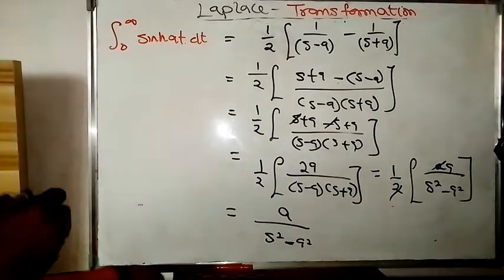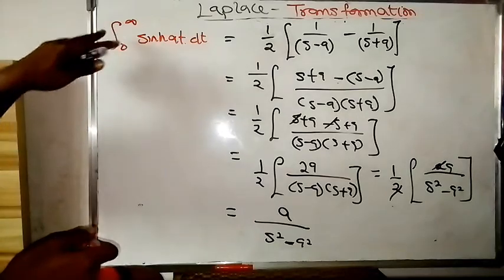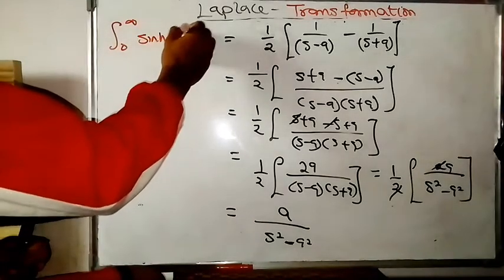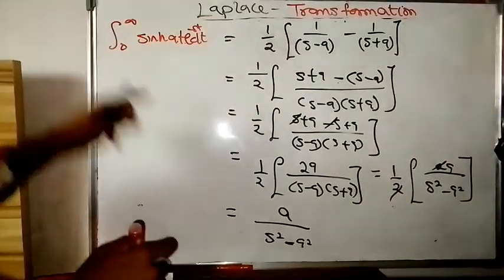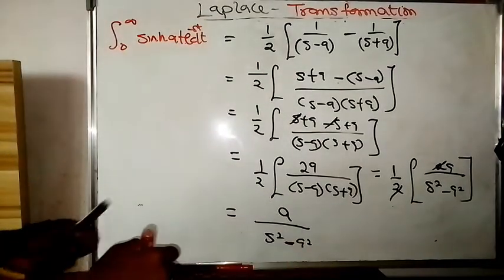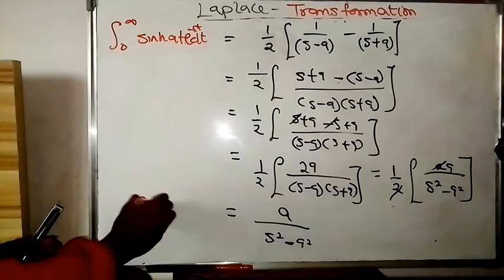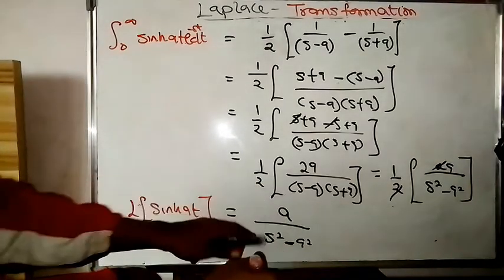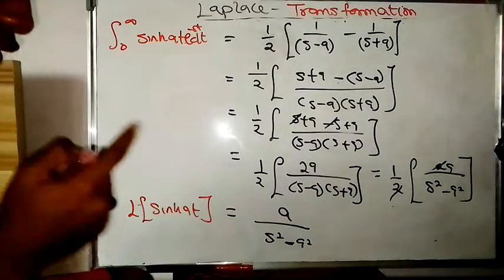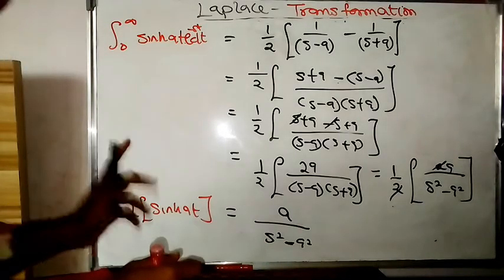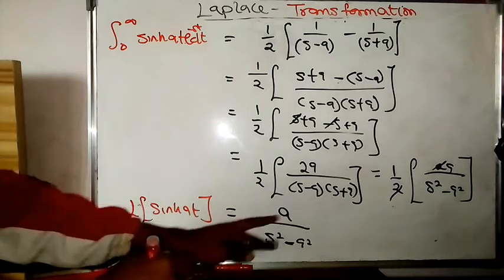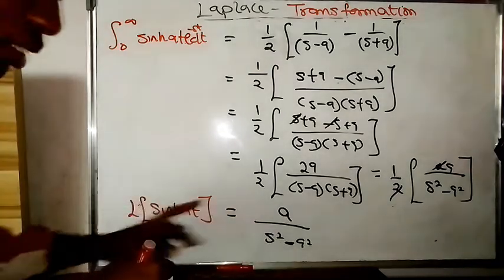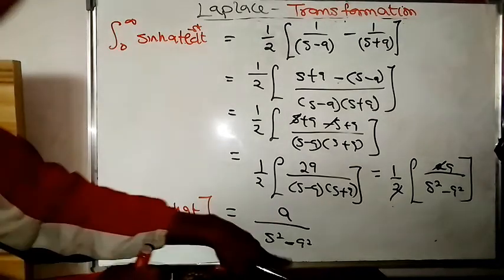So we can say that the Laplace of sinh at, which is equal to the integral from 0 to infinity of sinh at times exponential minus st dt, is equal to a divided by s squared minus a squared. So the Laplace of sinh at is equal to a divided by s squared minus a squared. Now do not confuse it with the Laplace of sin at. The Laplace of sin at is a divided by s squared plus a squared.